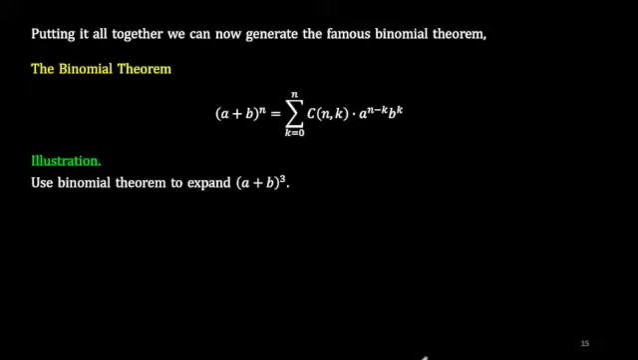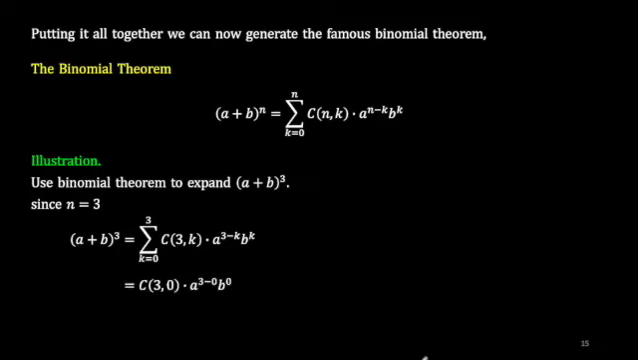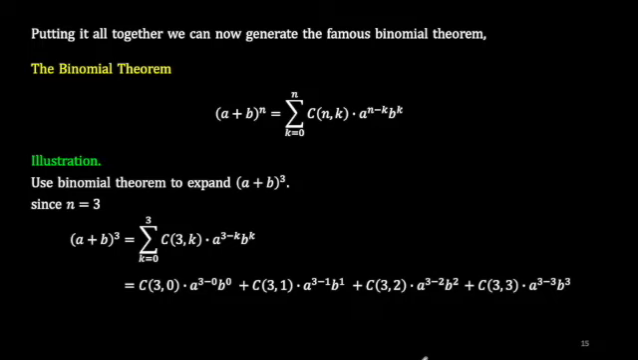Let us expand the quantity of a plus b cubed using binomial theorem. Since n is 3, all we have to do is to substitute the value 3 to variable n. So, meron tayong C of 3, 0 or 3 taken 0 at a time times a raised to 3 minus 0 times b raised to 0. Gagawin natin yung pag-a-add hanggang makarating tayo at k equals 3. So, we have another term, the third term, and our last term.